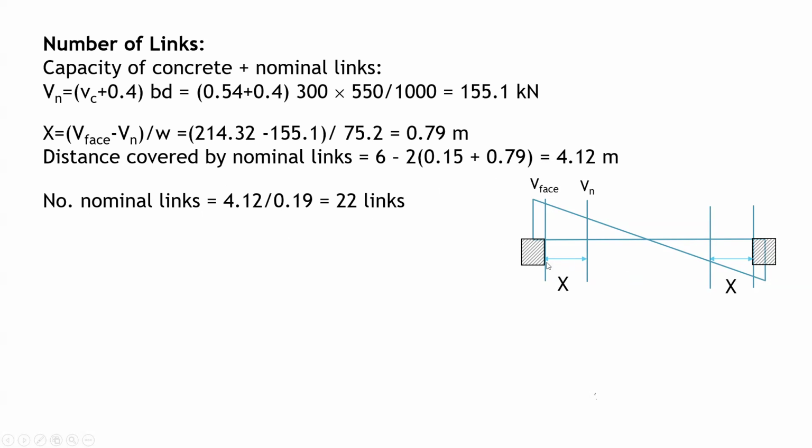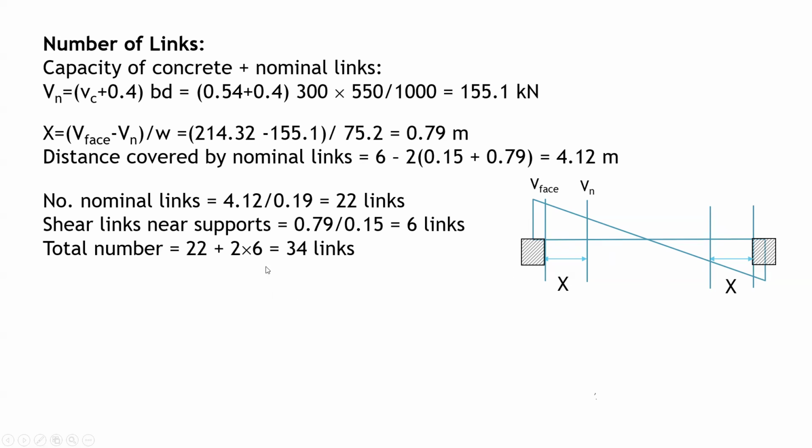And in the first part here, left part and right part, also we can get the number of links. It will be the distance divided by the spacing. The spacing here was 150 millimeter. So it will be 0.79 divided by 0.15, which is 150 millimeter, but we put it in meter. And we round it up, so it will be 6 links and 22 links. So the total number of links will be 6 in the left side, 22 in the middle, and another 6 in the other side. We can get the total number of links will be about 32 links.